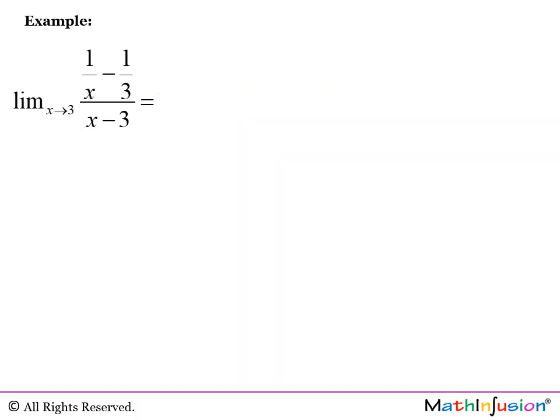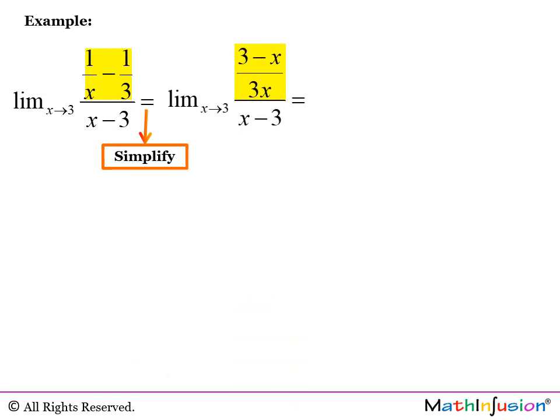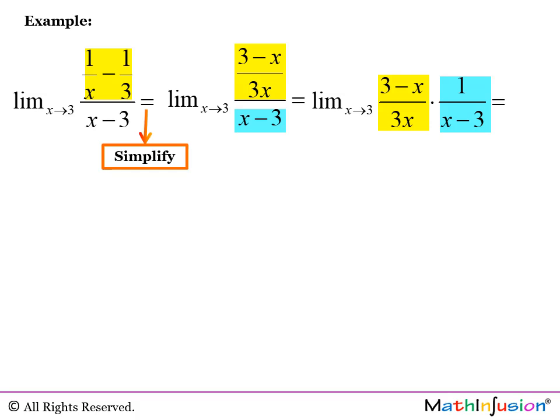Example. We will start by simplifying this. Common denominator is 3x, and we get that. Now we will simplify more. We really want to get one fraction. We want to avoid, at all costs, any composite fractions or any complicated expressions.